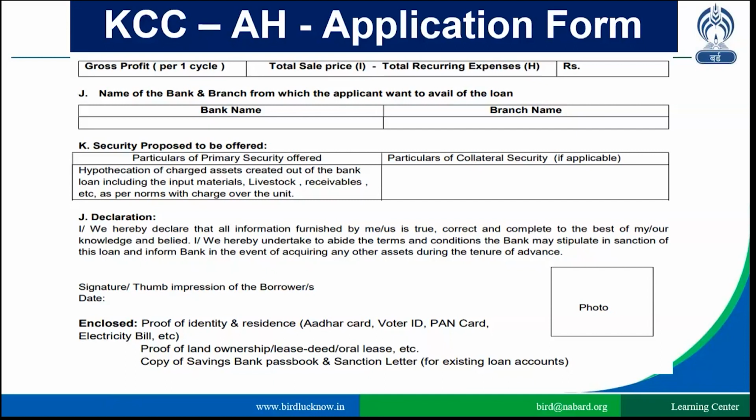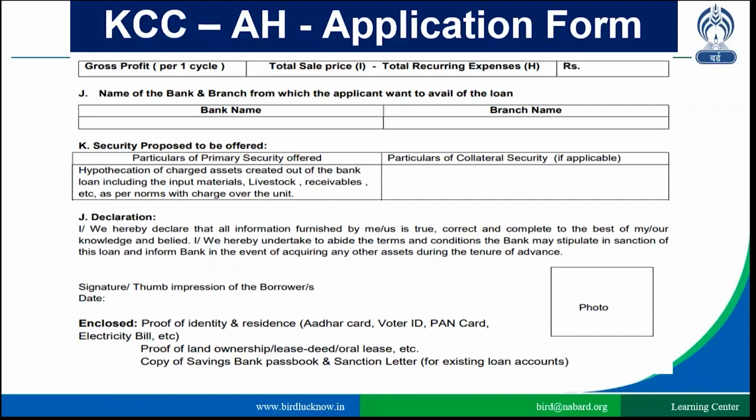It will depend on the officially valid document which is valid at that time as per RBI norms and instructions, which are based on the anti-money laundering (AML) instructions of the Government of India. Then proof of land ownership, lease deed, oral lease, etc. Copy of the savings bank passbook and sanction letter for an existing loan account, if already present, because if an existing loan account is there, then it is easy to sanction.